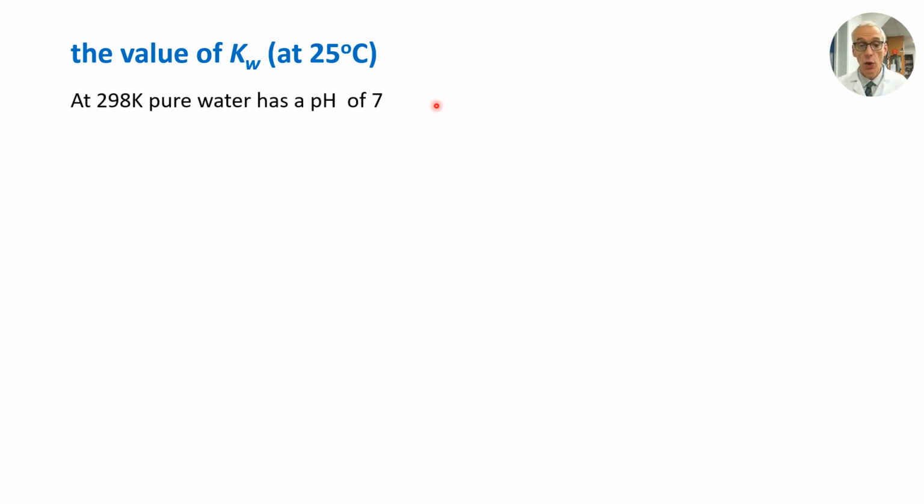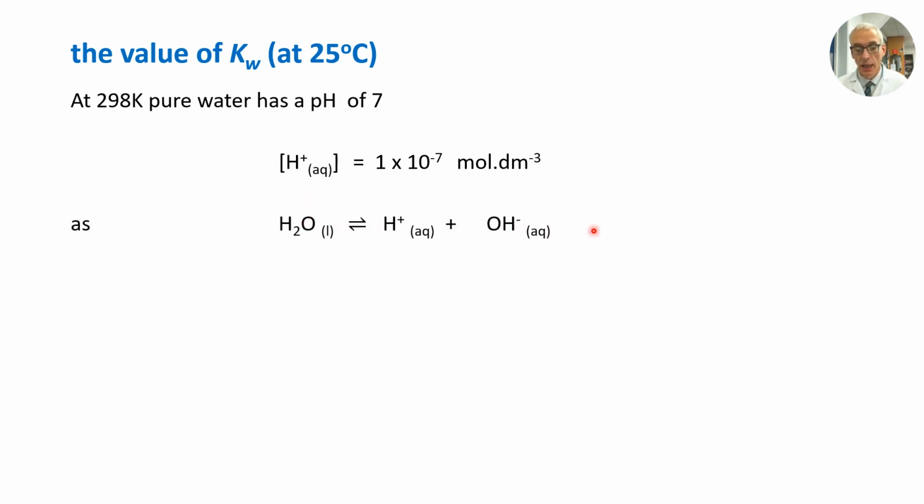So if we know the pH of pure water at 25 Celsius, we're able to calculate a value for Kw. Knowing the pH is 7, we can calculate the concentration of H+ ions at 25 Celsius is 1 times 10 to the minus 7. And as the number of hydrogen ions is the same as the number of hydroxide ions, we can also say that the concentration of hydroxide ions is 1 times 10 to the minus 7.